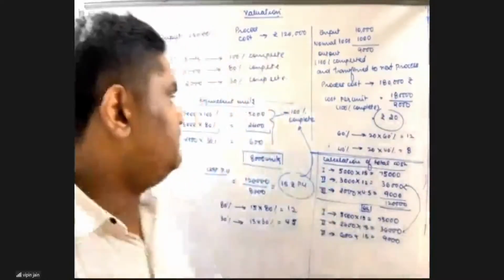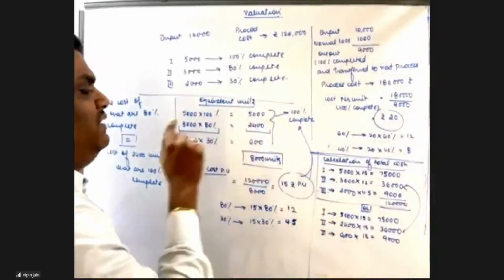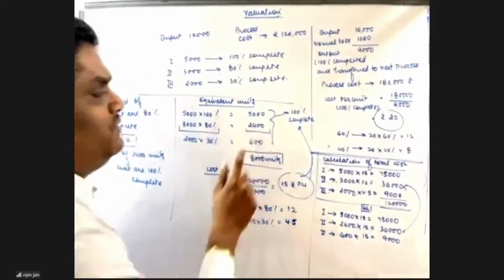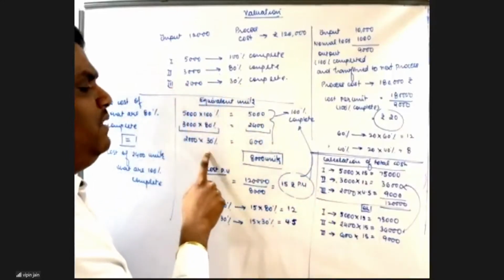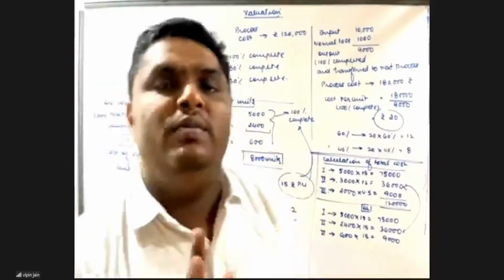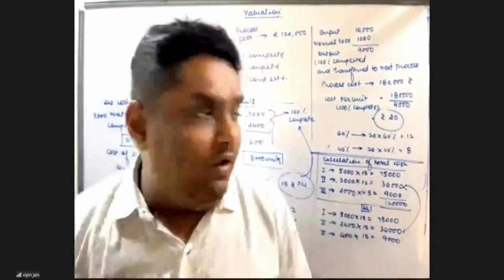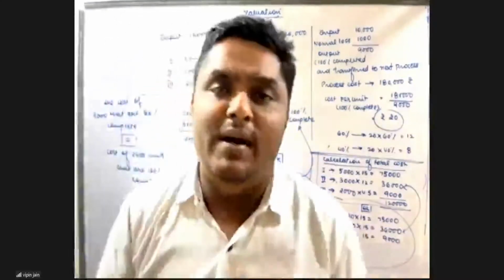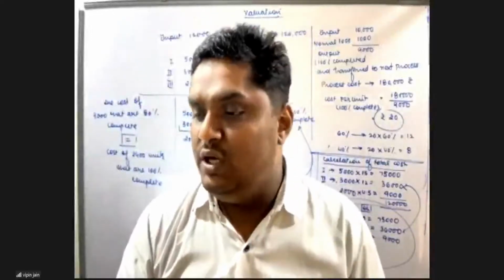That is, 5,000 units that are 100% complete will be 5,000. 3,000 units that are 80% complete, their equivalent number of units will be how much? 2,400. 2,000 units that are 30% complete, their equivalent number of units will be how much? 600. We can use any of the methods, but from examination point of view, I do recommend this method. This method is much easier and less time consuming, Ishan.